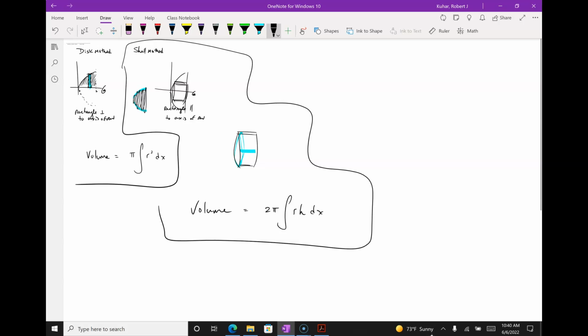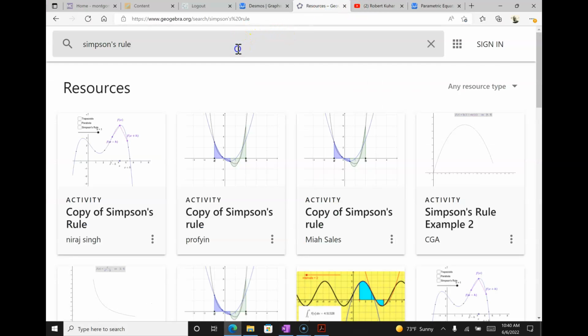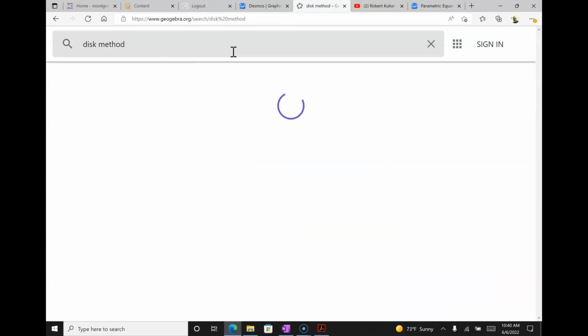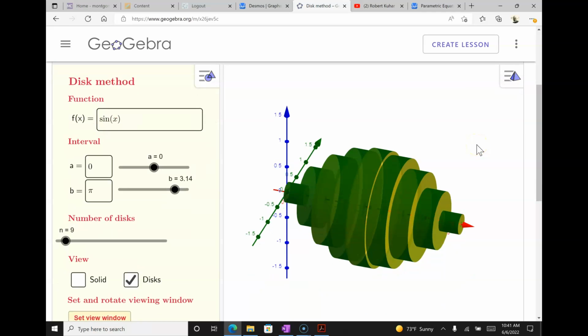And when we start doing it with functions, we're also going to look at GeoGebra. Let's do that real quick. Let's see if I do disk method. You can really see here the coins stacked on top of each other. Each coin has a front area of pi r squared, and the thickness of each coin is my delta x, or my dx. Let's do square root of x.